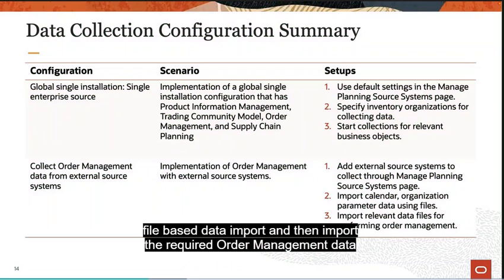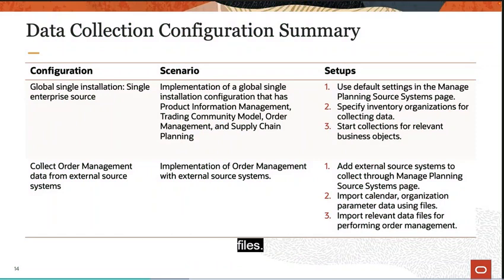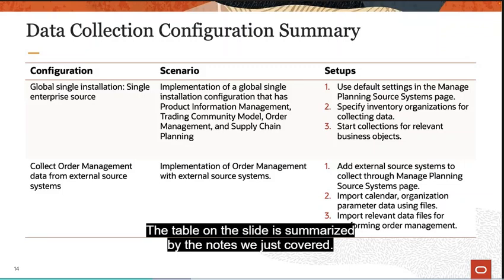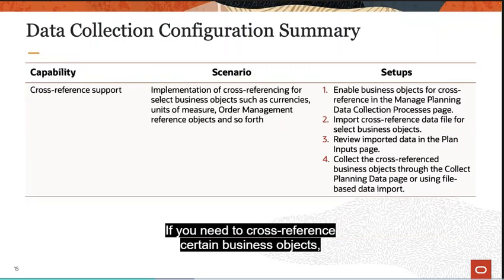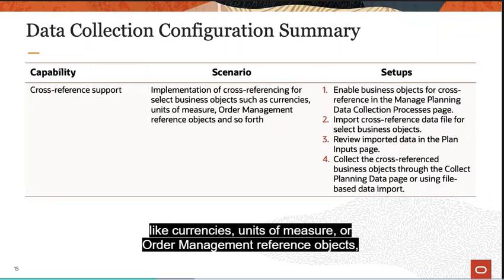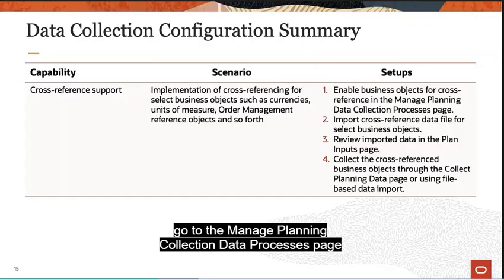Next, you'll upload calendar and organization parameters using file-based data import, and then import the required order management data files. The table on the slide is summarized by the notes we just covered. If you need to cross-reference certain business objects like currencies, units of measure, or order management reference objects, go to the Manage Planning Collection Data Processes page and enable cross-referencing for the objects you want to map.